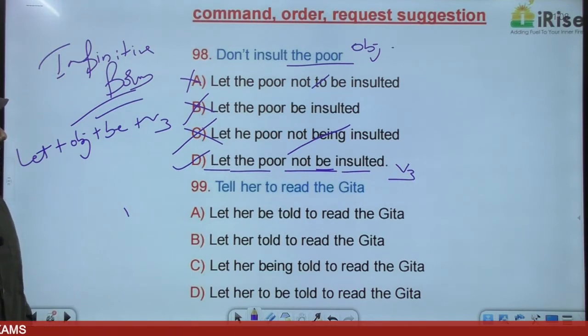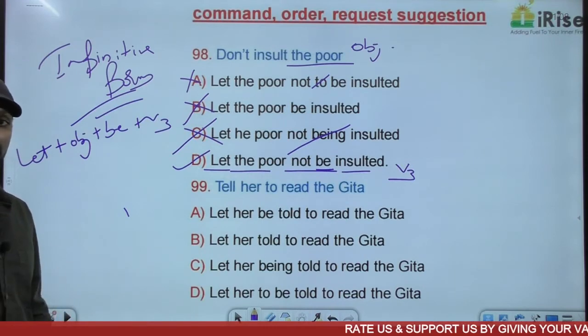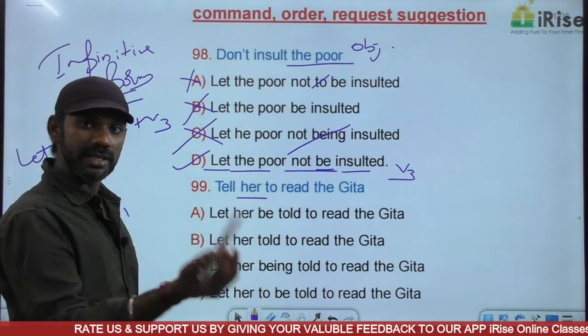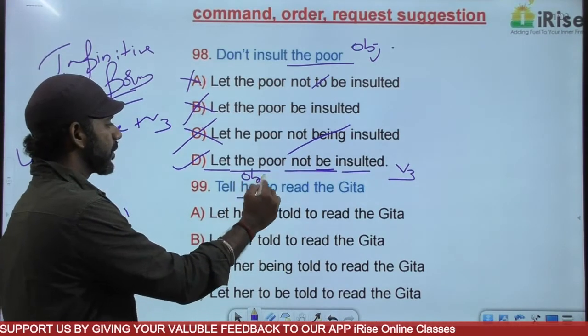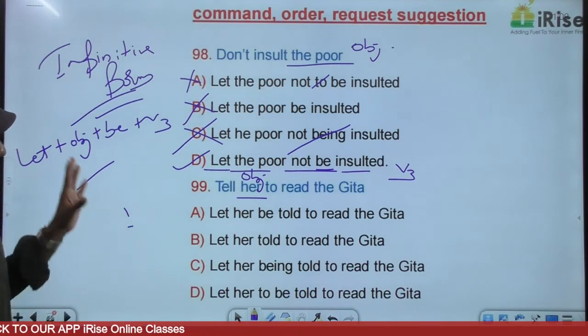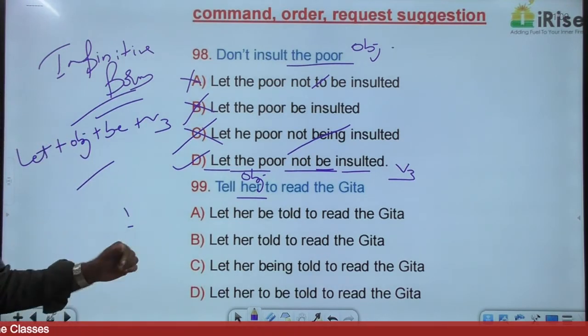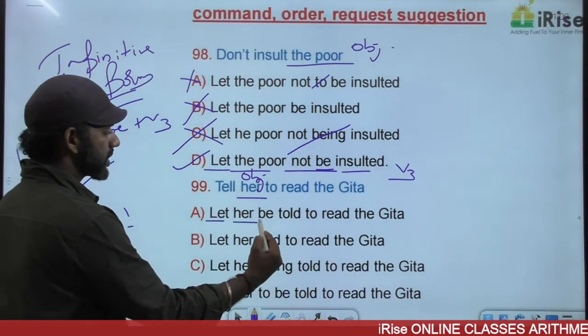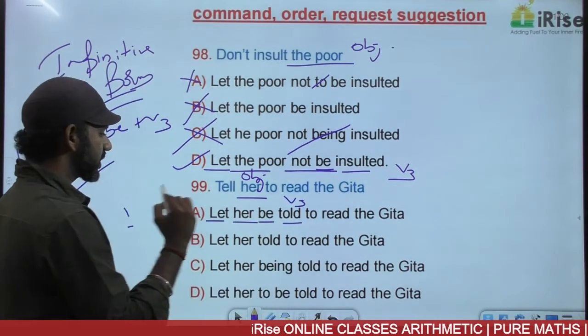Tell her to read Gita. Again, it's an order. The object here is her, because she is receiving the action. So the passive voice sentence must be in the same structure: let plus object plus be plus V3. Come to A. Let her be told to read the Gita. Let plus object plus be plus V3 must be considered.